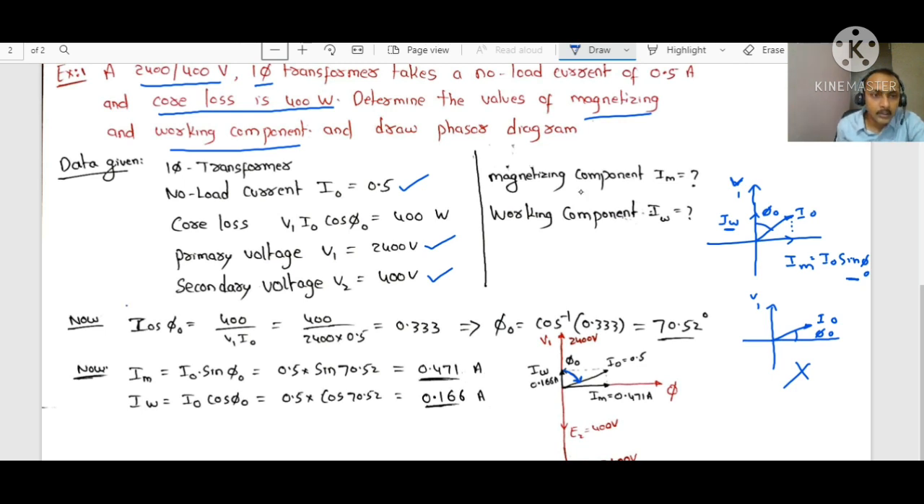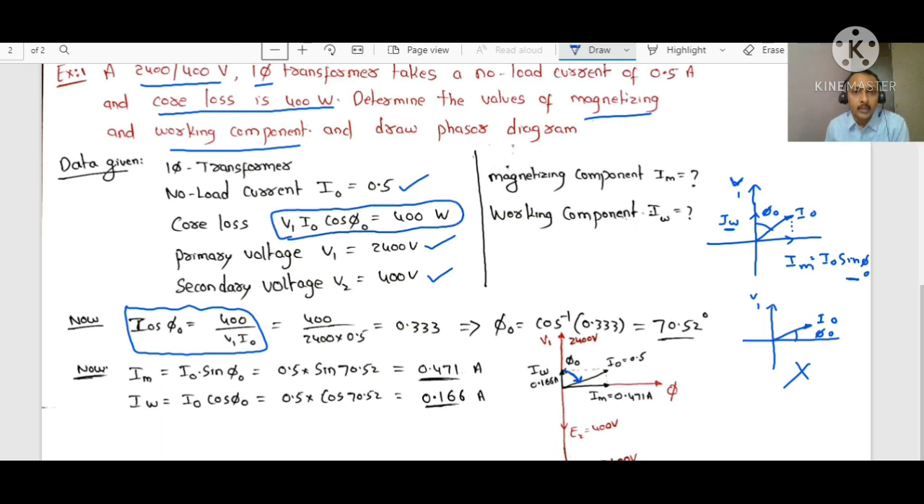In this entire problem, this is the key point. If this concept is missed, then we cannot go further. The losses are given: V1 I0 cos phi 0 equal to 400 watt, right? Now we already know V1 and we know I0. From this we can find cos phi 0 equal to 400 divided by V1 I0. So cos phi 0 is 0.33. What will be phi 0? Cos inverse of 0.33. The angle is 70.52 degrees.